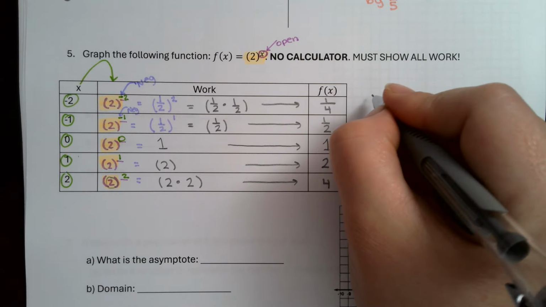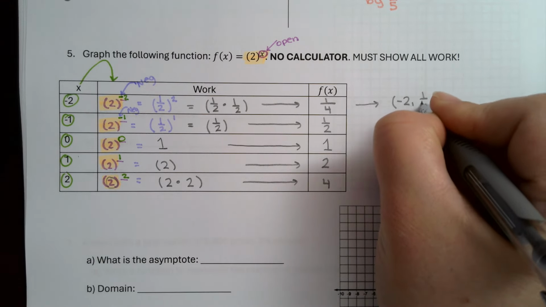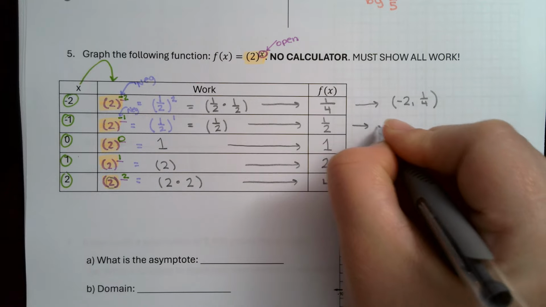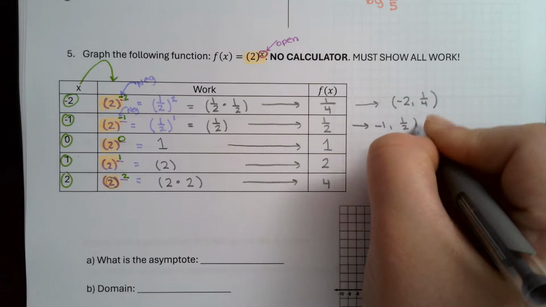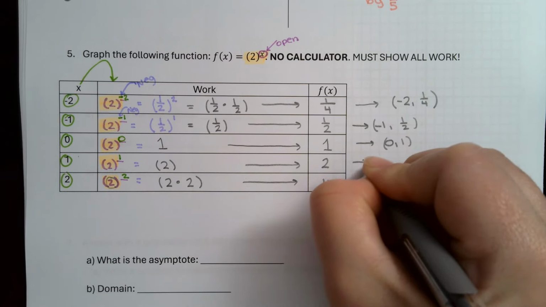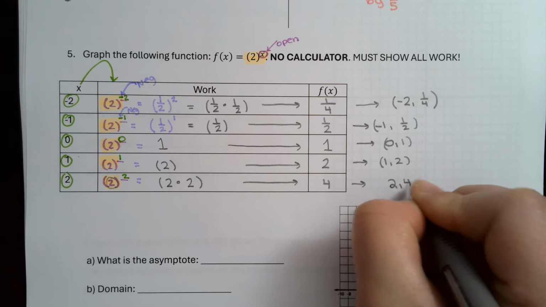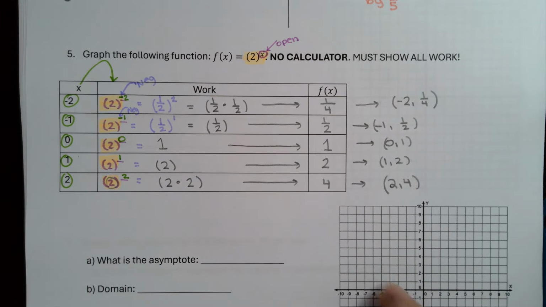What this means is we have now created points. -2, 1/4. -1, 1/2. 0, 1. 1, 2. And 2, 4. We can use these points to graph.